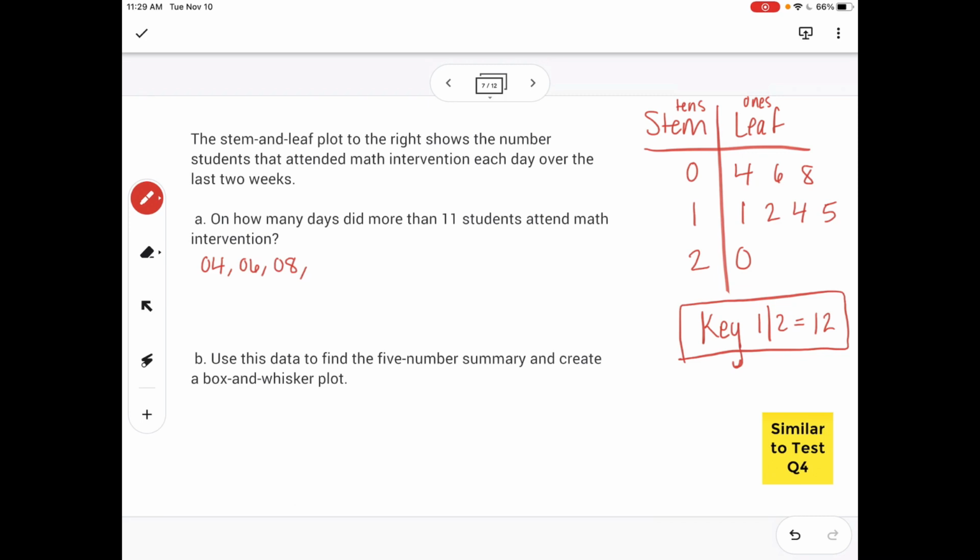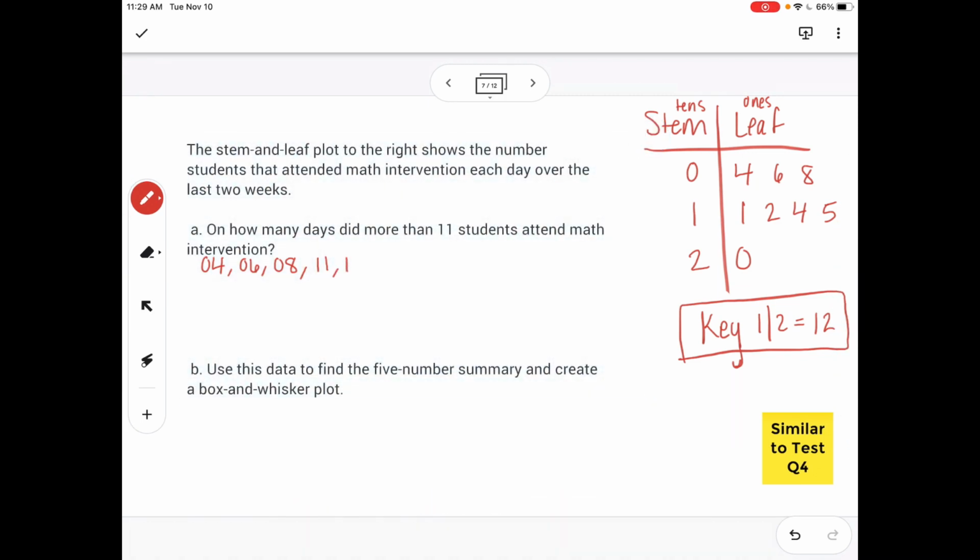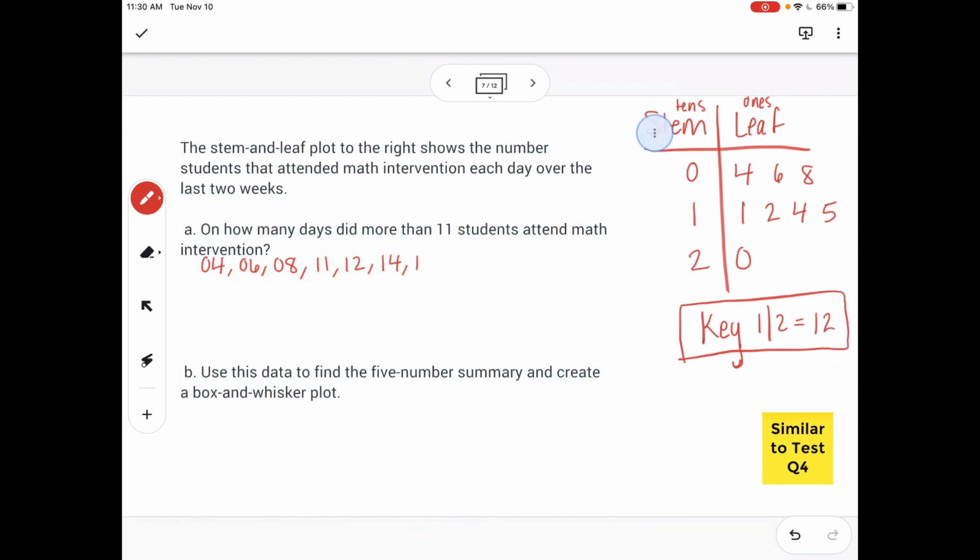All right, so the next one, we combine those two. So 1 and 1 makes 11. 1 and 2 makes 12. 1 and 4 gives us 14. And 1 and 5 gives us 15. And then the final value would be 20. So remember, each of the values in the stem and leaf plot just represents a day, showing the number of students that attended math intervention each day over the last 2 weeks.